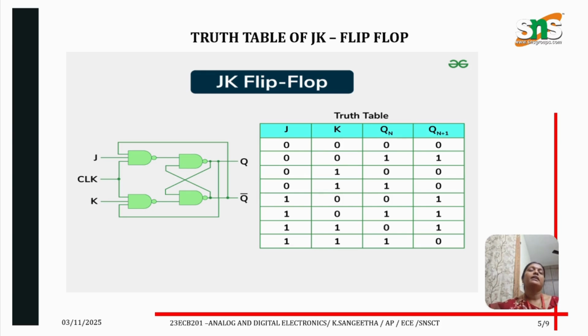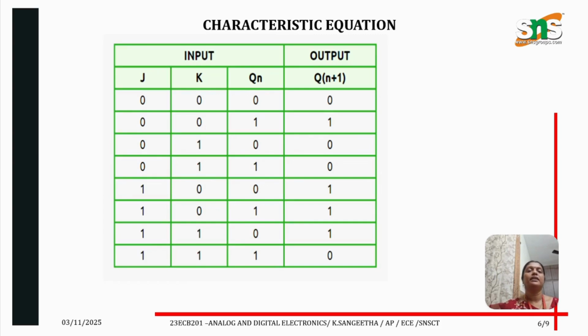In SR flip-flop, if both inputs are high, the flip-flop moves to the invalid state. But this is eliminated in JK flip-flop and it is toggled. That is, if both inputs are high, the JK flip-flop enters into toggle mode. It is otherwise called race around condition. And this is the characteristic table.